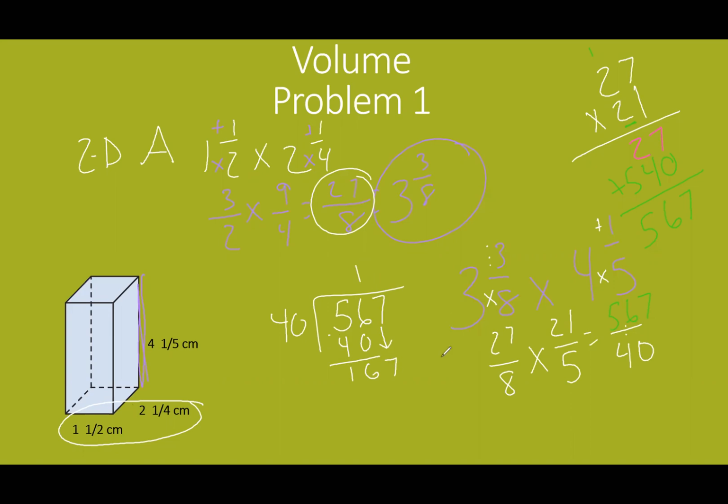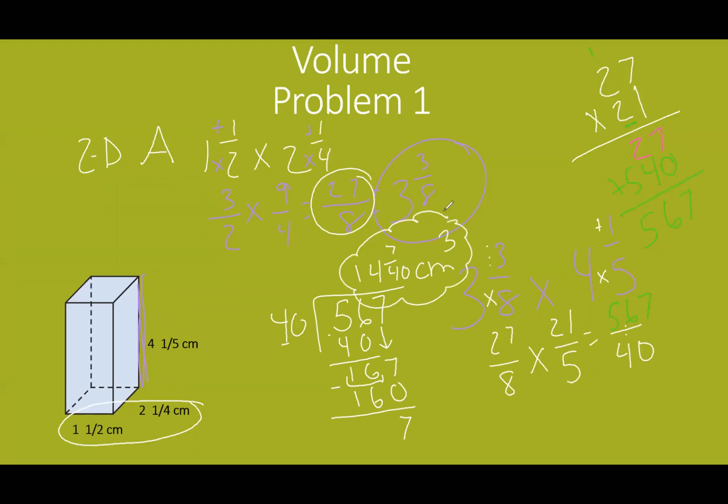This is a good time to do a little estimation, some guess and check. So look at this 16 and this 4. I know that 4 times 4 is 16. So 4 times 4 tens is going to be 16 tens. Oh, that's perfect. And then there's 7 left over, 7/40. So my answer is 14 7/40 centimeters cubed. This is my volume.